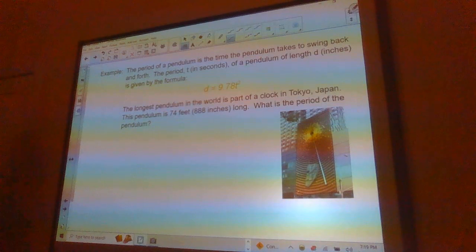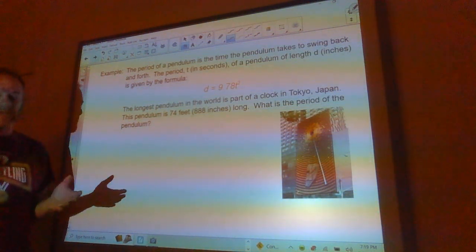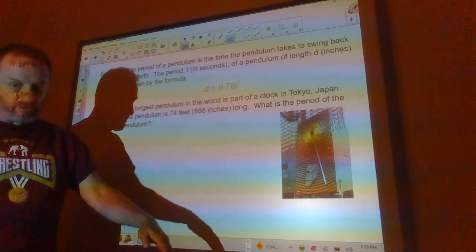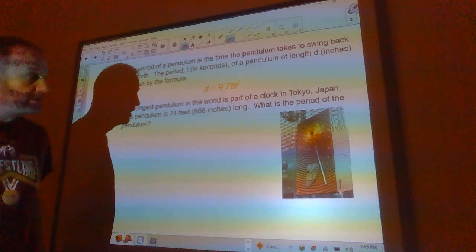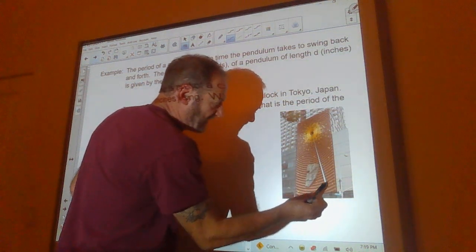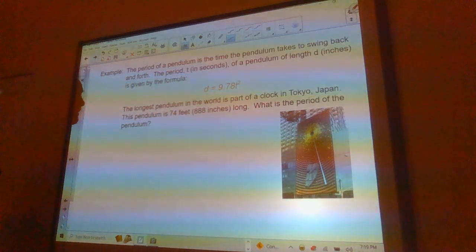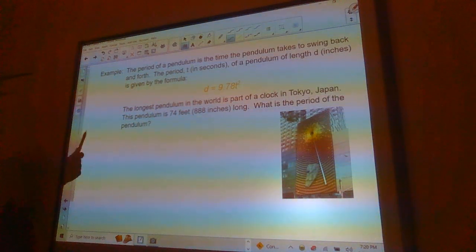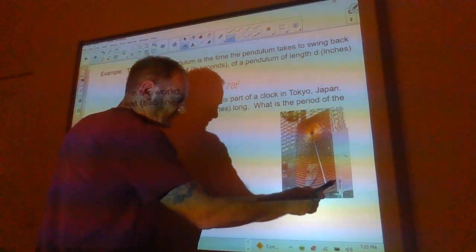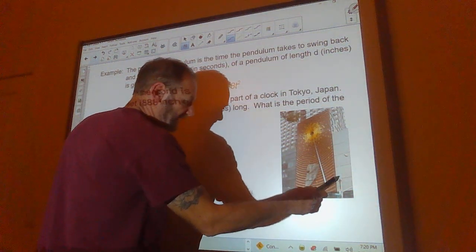The period of a pendulum is the time a pendulum takes to swing back and forth. If you don't know what a pendulum is, it can be a bar or it can be hanging on a string. So this is the pendulum right here, and this swings back and forth. The period of the pendulum is the time the pendulum takes to swing back and forth. So basically, how long does it take to go from here to here, back to here?